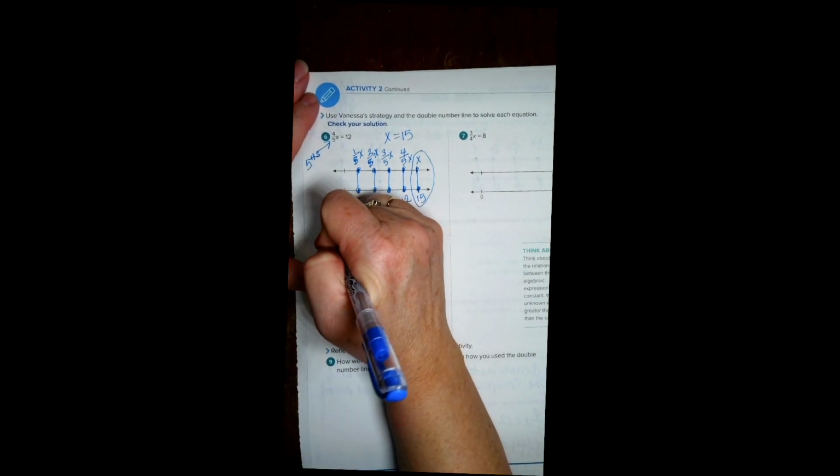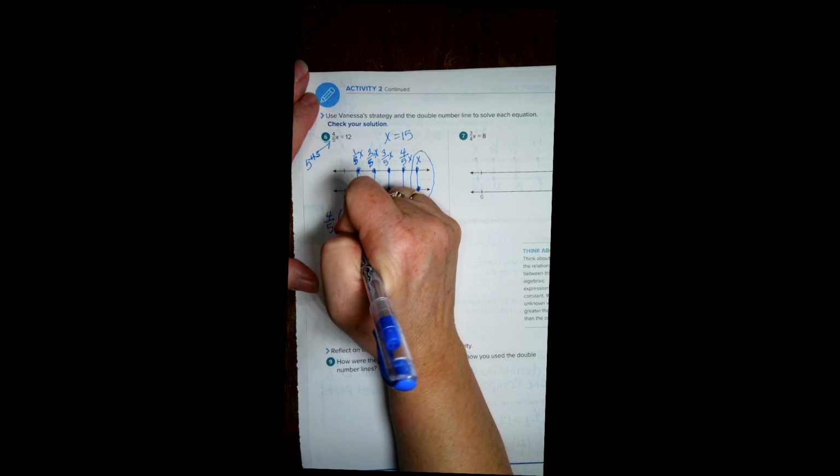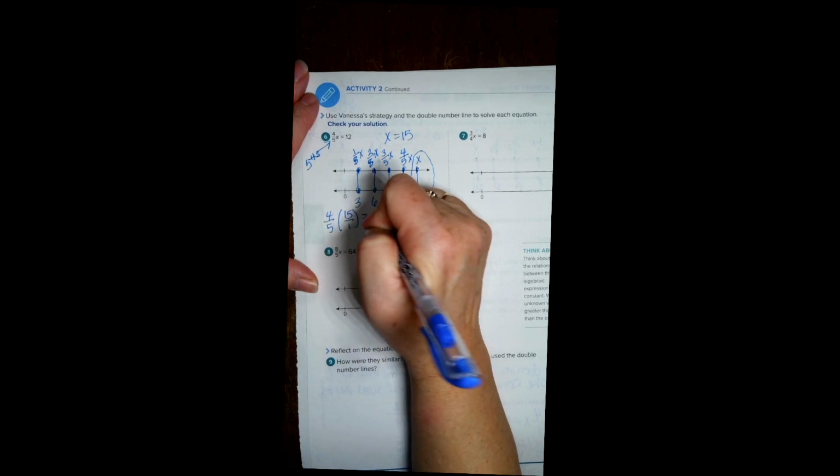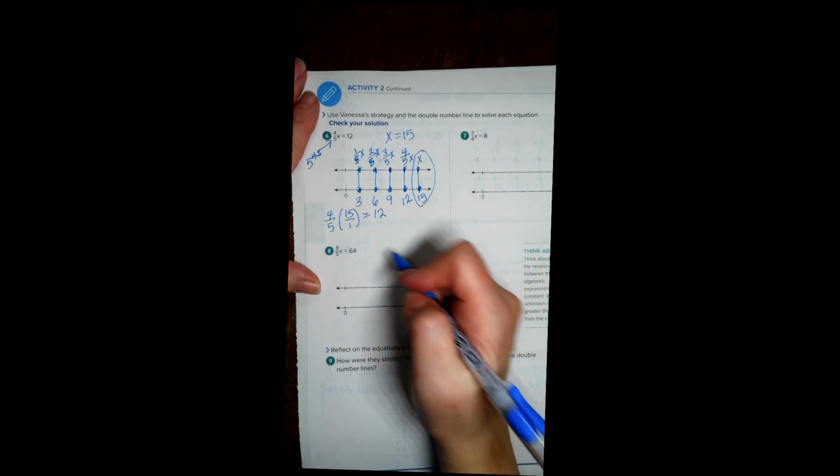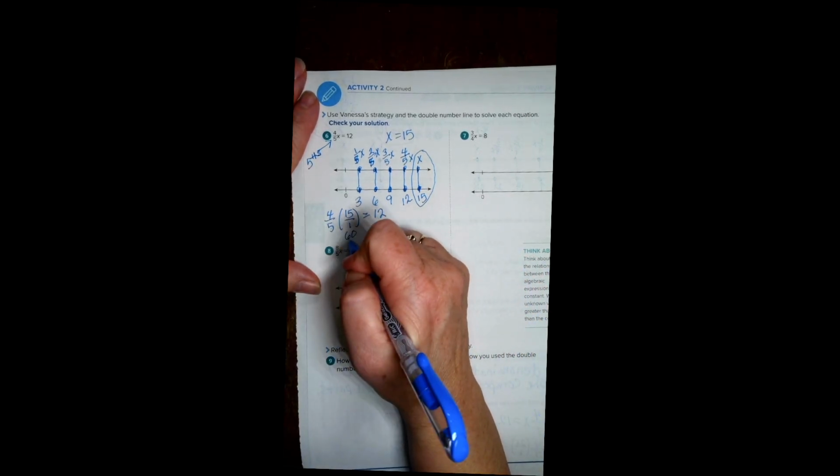And then we need to check it. So 4/5 times 15 should equal 12. So 4 times 15 is 60. 5 times 1 is 5.